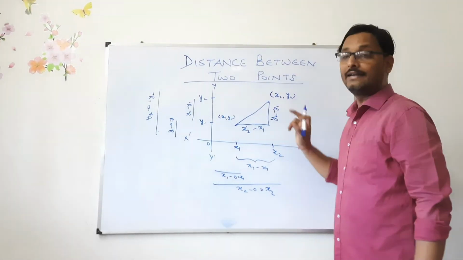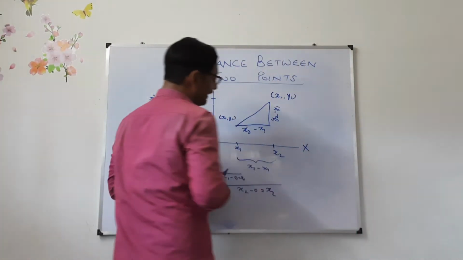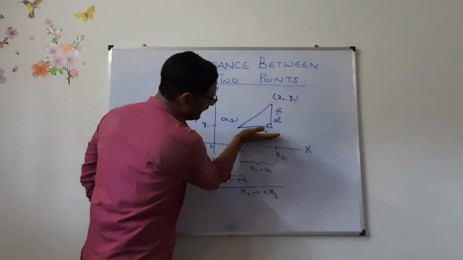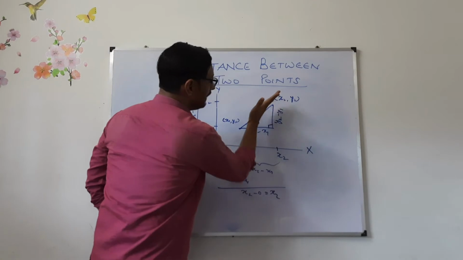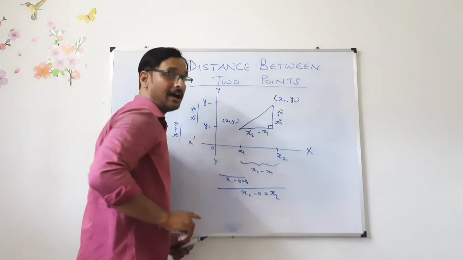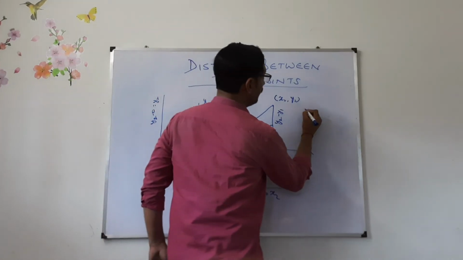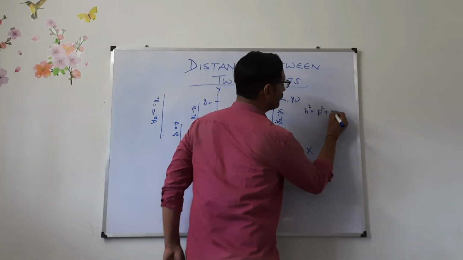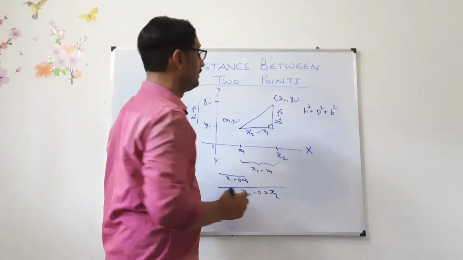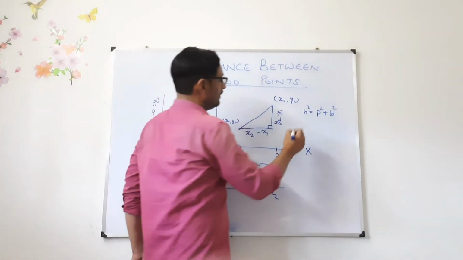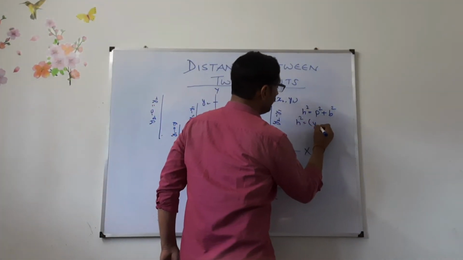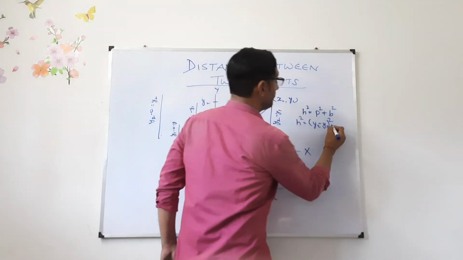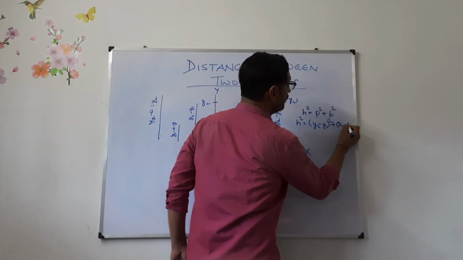So this looks like a right angle triangle. In a right angle triangle, here it is making 90 degrees. So looking from this side, this is base, this is perpendicular, and this is hypotenuse. So what is the formula? To find out hypotenuse, the formula is h square is equal to p square plus b square. What is p in this case? P in this case is y2 minus y1. The square is there, that's why I have given a square. Plus, what is b? x2 minus x1.